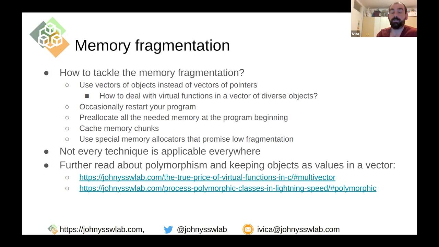You can also cache memory chunks. So when you first allocate memory chunks, you don't need to return them back with free. You can keep them and then you can reuse them, and that will put less pressure on the allocator. And you can use special memory allocators that promise low fragmentation. There are memory allocators that actually promise that they will keep the heap low fragmented. So not every technique is applicable everywhere. And that's it. So moving on to the next.